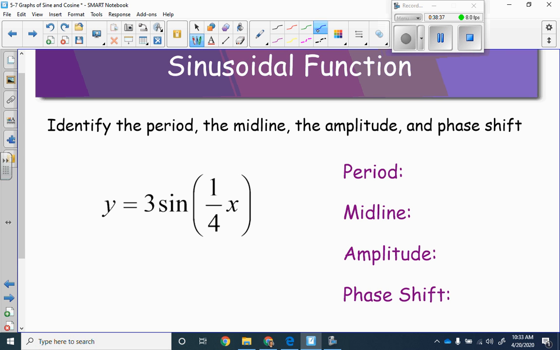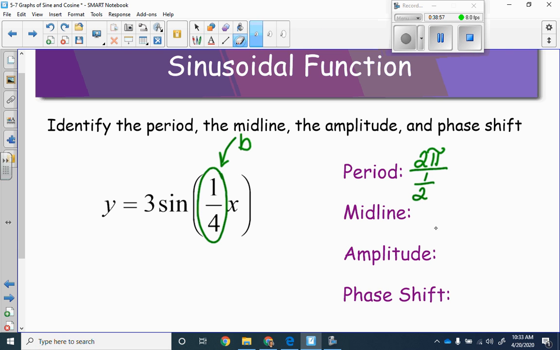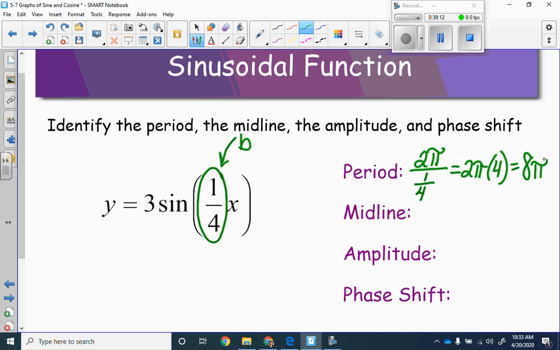So, period. We know that period is 2 pi on our function. But now I see that there is this 1/4 right here, and that 1/4 is in the place of b. So to find our period here, we're going to take 2 pi and divide it by b, which is dividing it by 1/4. And when we divide by a fraction, you multiply by the reciprocal. So really we're taking 2 pi and multiplying it by 4, and that gives us 8 pi. That's going to be our new period. So you are doing a horizontal stretch.